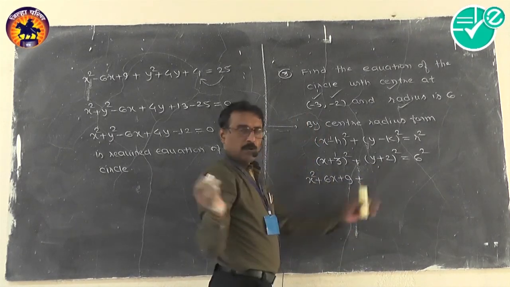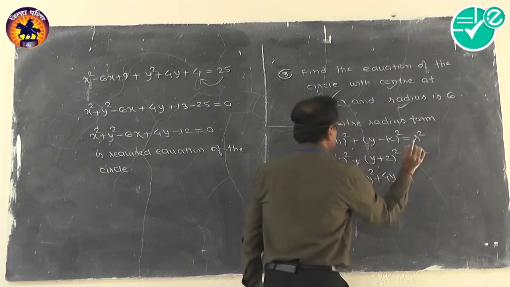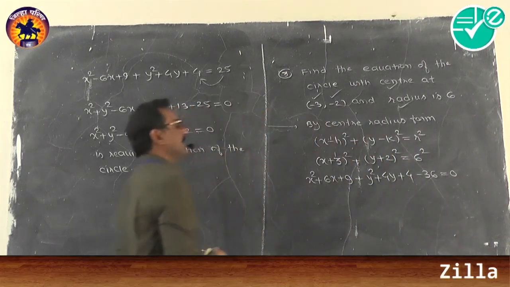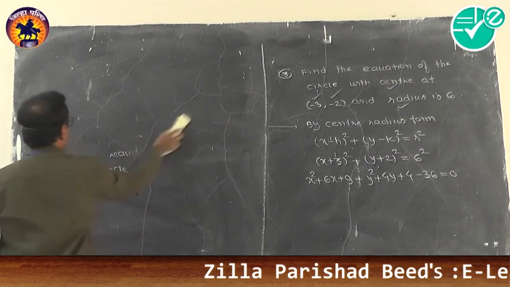What is the square of y plus 2? It is y square plus 4y plus 4. This is 36, but if we shift it to the left hand side, it is minus 36. It is equal to 0. After simplification, we get the answer.